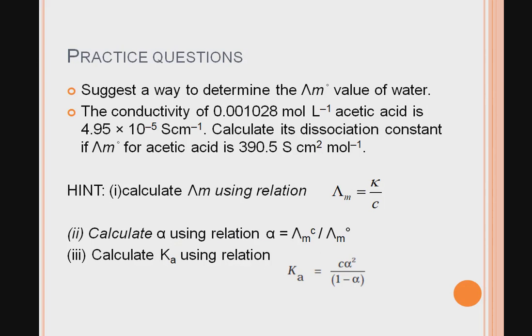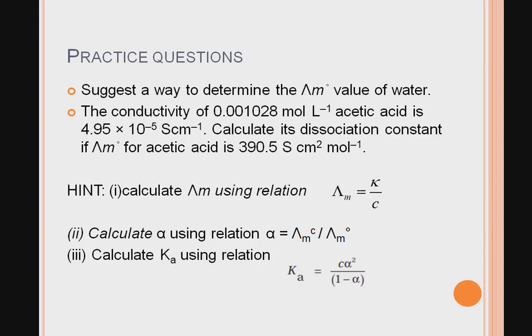Now here are some questions for you. First is you have to suggest a way to determine the lambda m naught value of water. Water, H2O, is also a weak electrolyte. So you will have to take H ions and OH ions from some strong electrolytes. I have given you a hint. The answer you will have to write yourself.